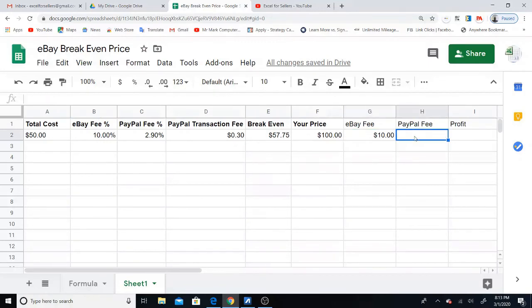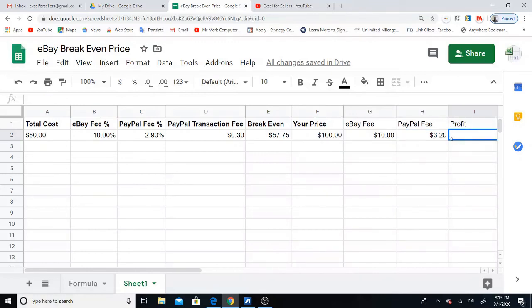Your PayPal fee would be equal to your price times your PayPal fee percentage, which is C2, plus your transaction fee, which would only be $3.20. Okay, that's your PayPal fee.